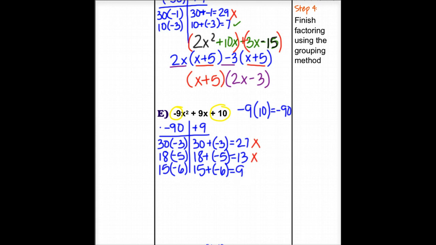So I'm going to go ahead and rewrite my polynomial. I have negative 9x squared, and then I'm going to actually put the negative 6x first so I don't have to add a negative, plus 15x plus 10. So then I can go ahead and factor by grouping.